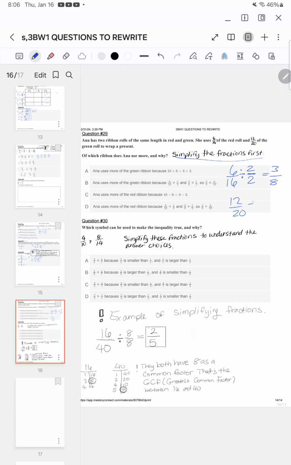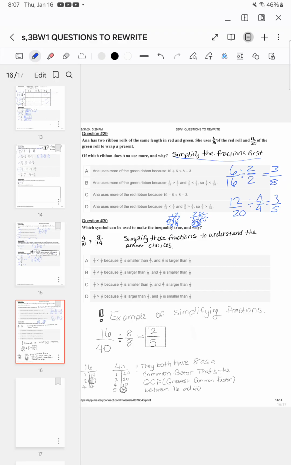Now, if I can make this smaller, I know 12 and 20 both can be divided by 4. And the reason why I'm getting this, if I were to use a T-chart and I use 1 times 12, 2 times 6, 3 times 4, and 1 times 20, 2 times 10, 4 times 5, I know the biggest number they have in common is 4. Okay? So that means I can divide it by 4 over 4 and end up getting 12 divided by 4 is 3, 20 divided by 4 is 5. Comparing 3/8 and 3/5. Okay.